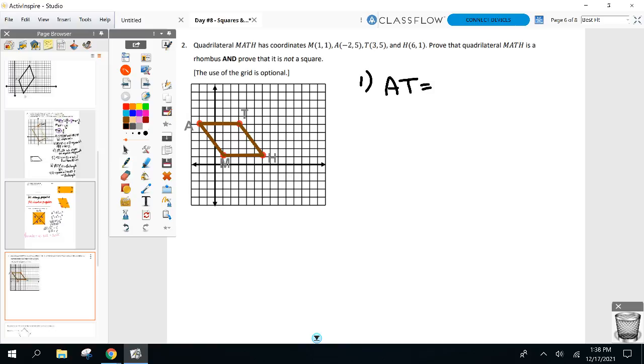Distance formula is not needed to find the distance of AT. Why not? Because you should have the ability to count. Anybody count? I guess all you need is fingers, not the distance formula. All right, how long's AT? 5 units. Good. And then also I can do the same for MH. Also 5 when I count.